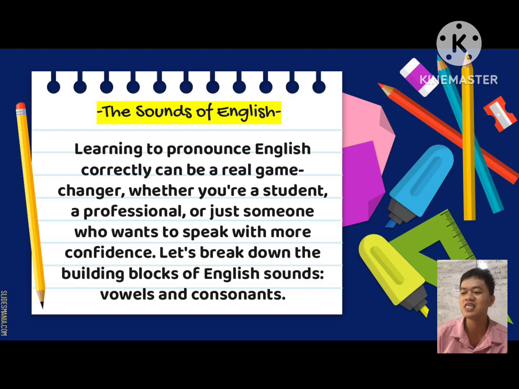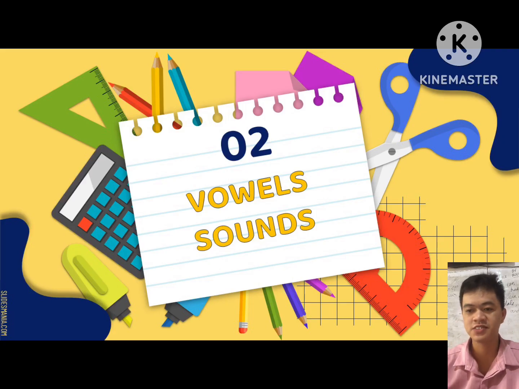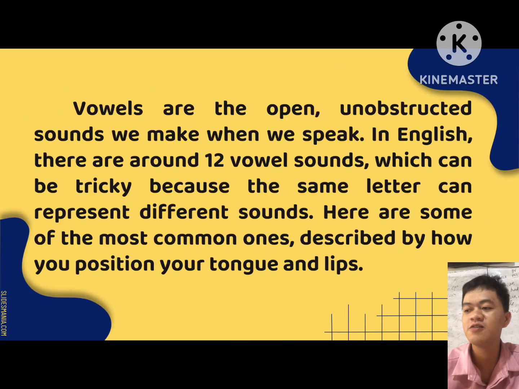Learning to pronounce English correctly can be a real game changer, whether you're a student, a professional, or just someone who wants to speak with more confidence. So let's break down the building blocks of English sounds: the vowels, and then the consonants. The first one is the vowel sounds. Vowels are the open, unobstructed sounds we make when we speak. In English, there are around 12 vowel sounds, which can be tricky because the same letter can represent different sounds. So here are some of the most common ones, described by how you position your tongue and lips.